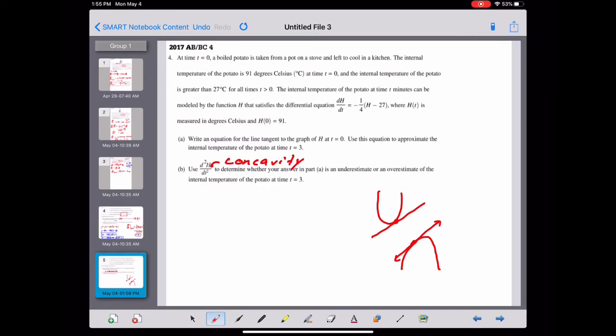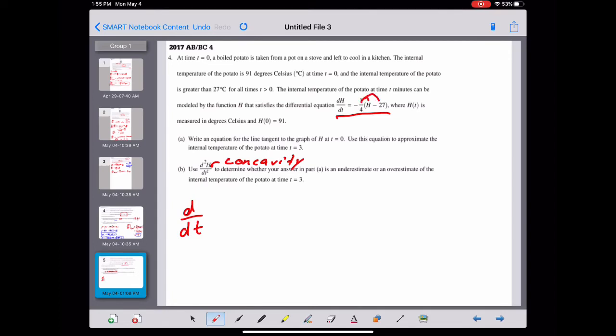So if we can determine the concavity of h, then we can determine if our answer from part A of 43 degrees is actually a little too high or a little too low. So we need to start by taking the second derivative of h. Well, this up here was the first derivative. So we just need to take the derivative of that. And before we do that, I'm going to simplify it. I'm just going to distribute this negative 1/4.